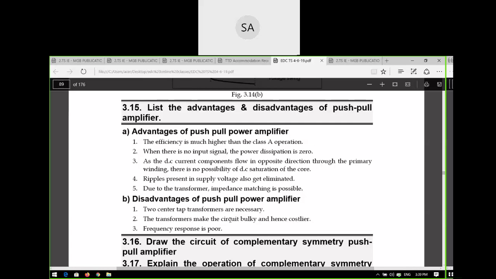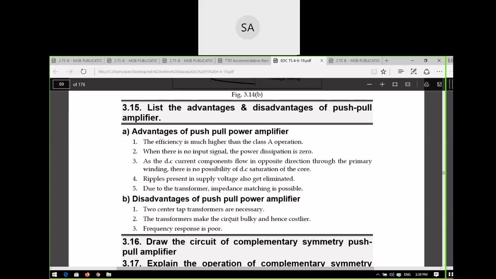It is 78.5 percent. And when there is no input signal, the power dissipation is zero. Correct or not? If there is no input signal, as we have seen in the earlier case, there is no output, and no output means there is no power dissipation.